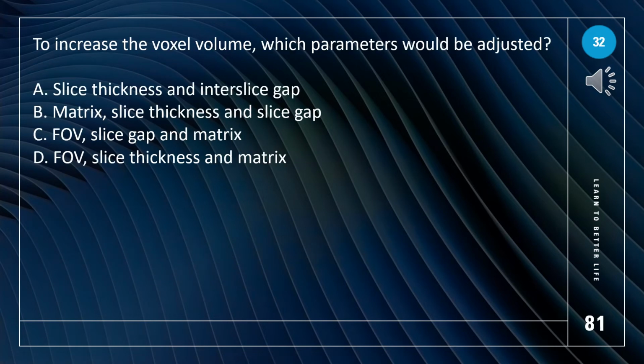To increase the voxel volume, which parameters would be adjusted? A. Slice thickness and interslice gap. B. Matrix, slice thickness and slice gap. C. Field of view, slice gap and matrix. D. Field of view, slice thickness and matrix. The answer is D. Field of view, slice thickness and matrix.